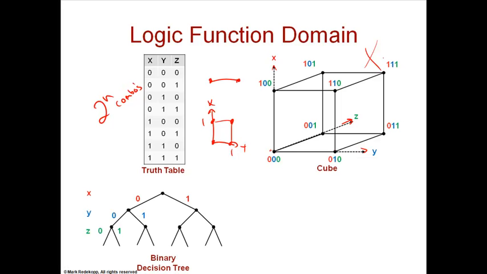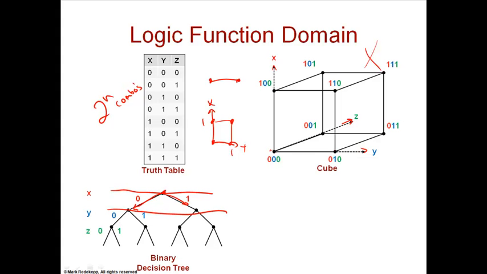Another way is what we could call a binary tree or a binary decision tree. Each level in our tree represents a single variable, and the junction indicates a split as to whether that variable is 0 or 1. So if I go this way, x is 0, and this way, x is 1. Then I get down to the y level.